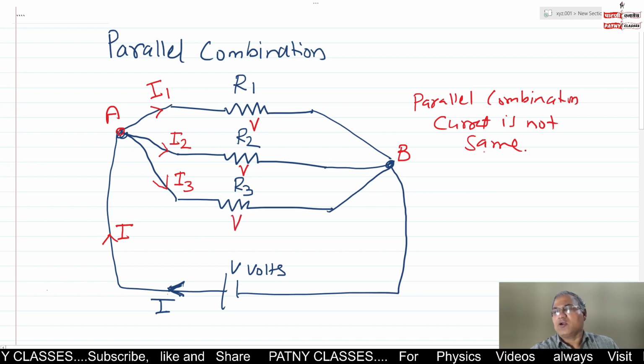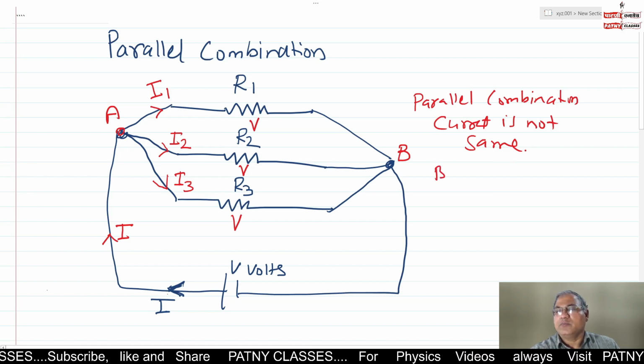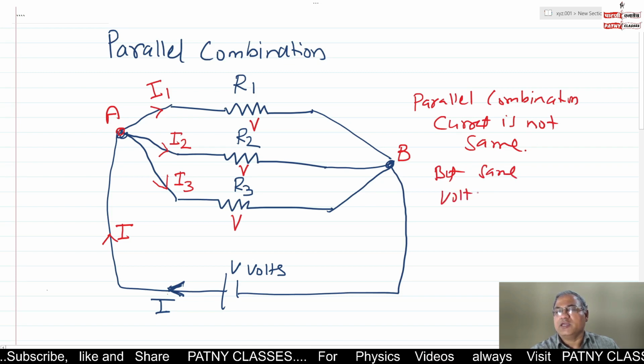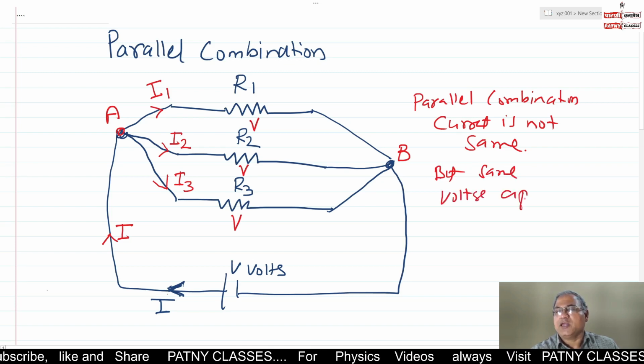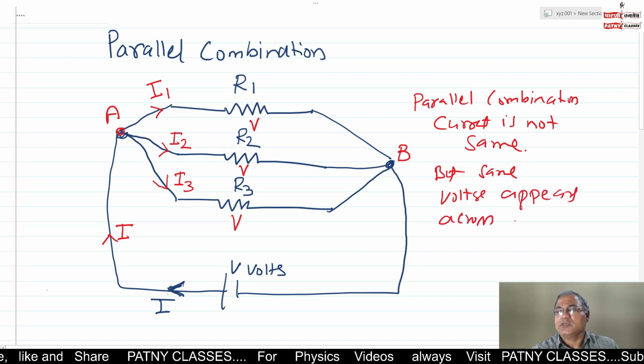So in parallel combination, the current is not the same, but the same voltage appears across each resistor.